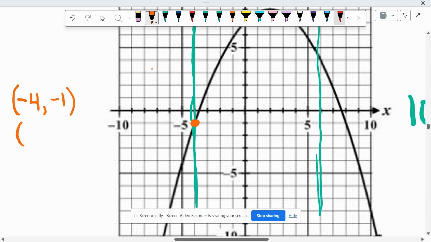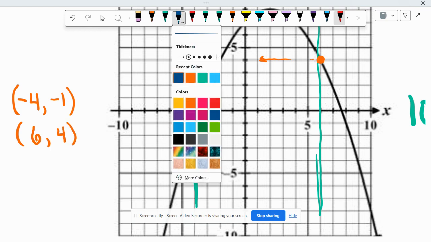What about when I have an input of 6? When I let x equal 6, what's my output? Do you guys see how I trace that up to find the output? What is that? 4. When x is 6, my output is 4. Again, I'm going to just pretend this is a table.